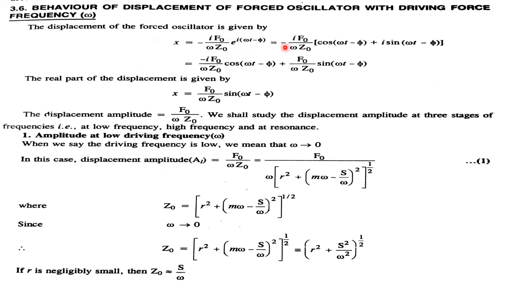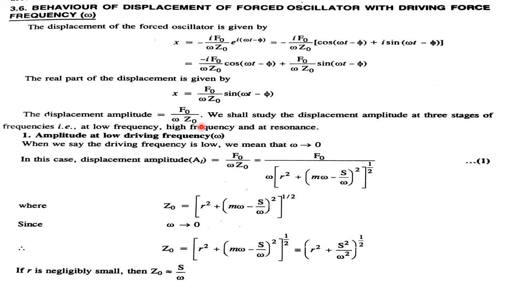Because it is the complex quantity, I can convert it into the cosine and sine function, introduce this i inside. That means finally I will get this kind of equation, and the real part of the displacement is given by f naught upon omega z naught multiplied by sine (omega t minus phi). You can see here what is the amplitude of the displacement. This is f naught upon omega z naught.